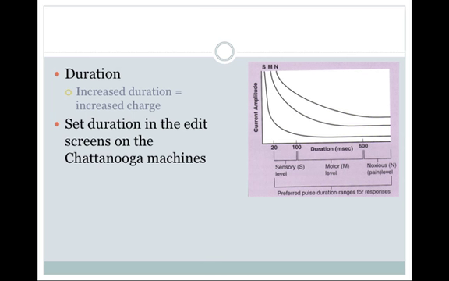If I'm in the 20 to 100, I'm going to get to the sensory level stim fairly quickly. If I'm in the 100 to 600, I'm going to get to the motor level stim quickly. And if I'm greater than 600, as I turn up, I'm going to get to noxious level stim fairly quickly as well.